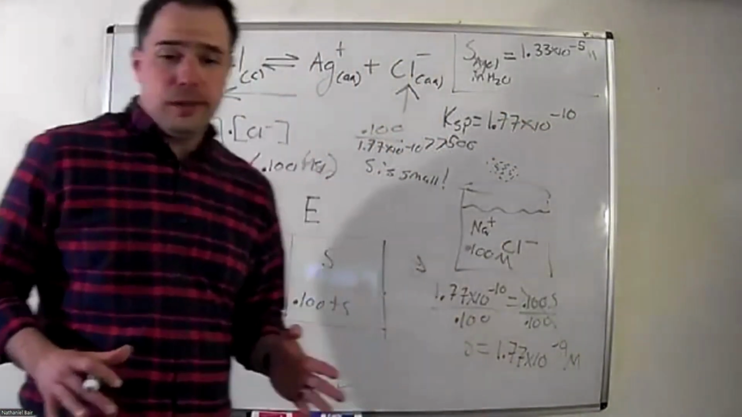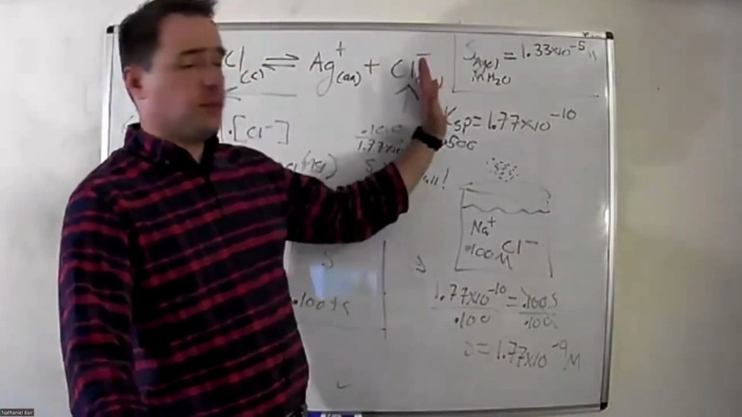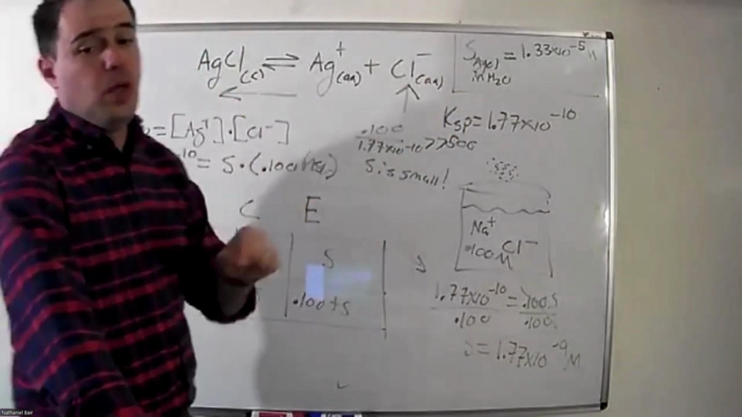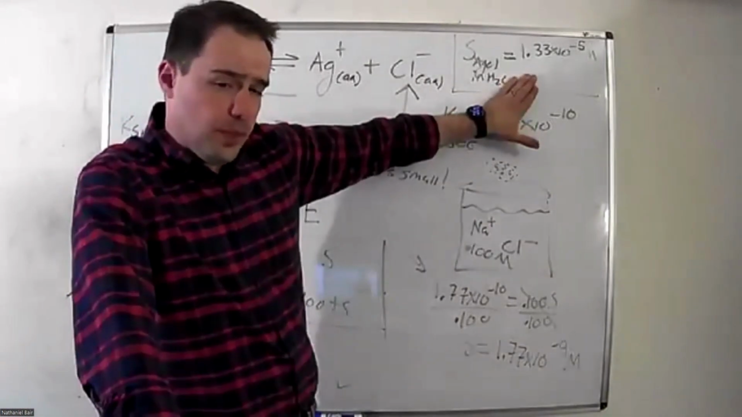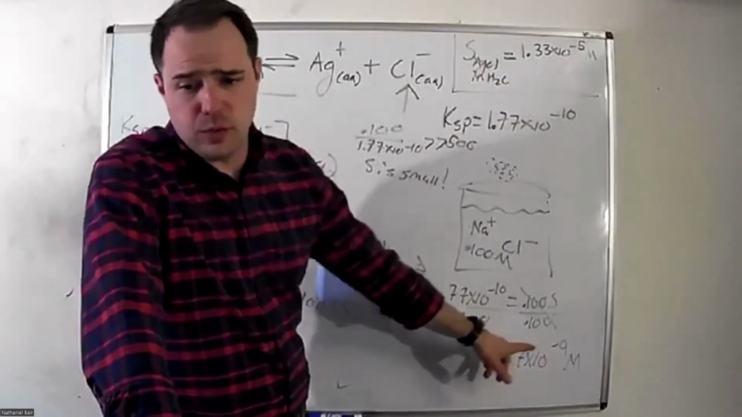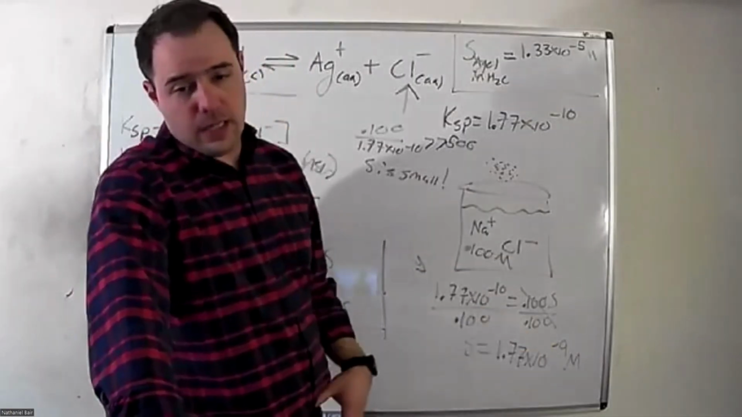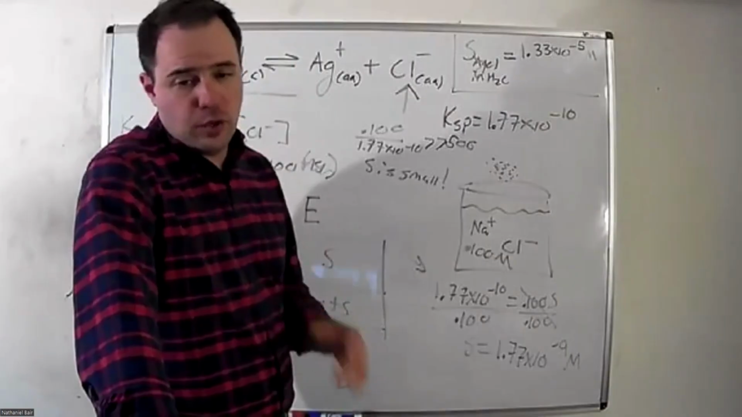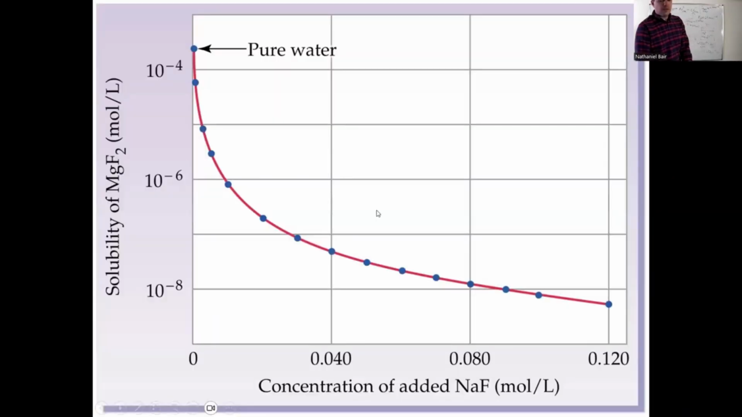Let's see if our guess was correct. We said with a common ion, according to Le Chatelier's principle, it should be less soluble. And in pure water, the solubility was 1.33 times 10 to the negative 5th. But now with the common ion, the solubility drops to times 10 to the negative 9th. It's way less soluble. Here's a graph. It's kind of showing that kind of thing.